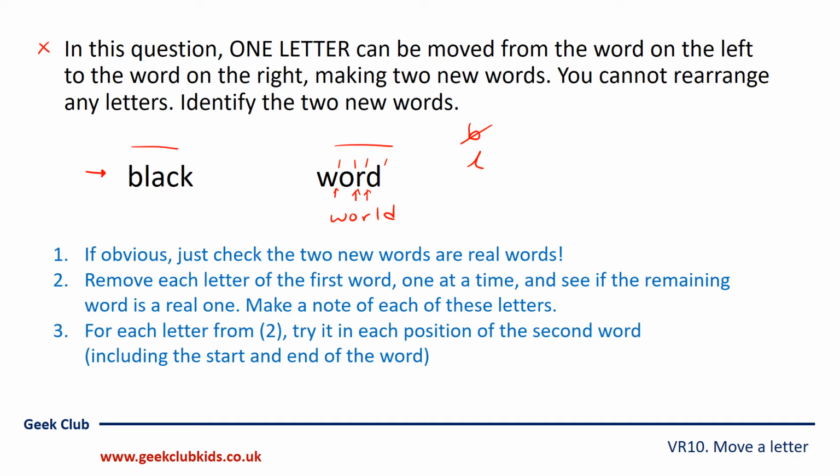So it seems like if we move the letter L from black into word, we'd be left with back and world. So if in this question you're asked to identify the letter that you need to move, well, then that letter is L. But if you're asked to identify the two new words, then the words are back and world.